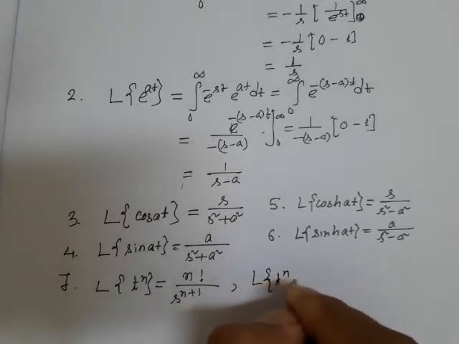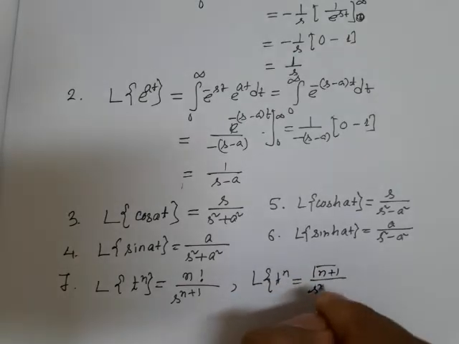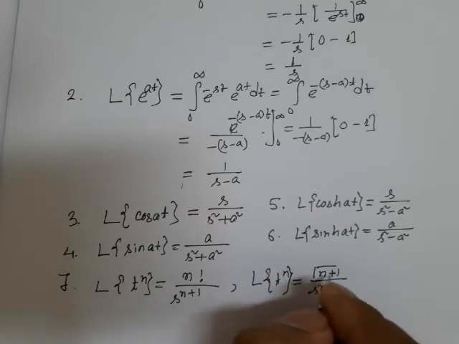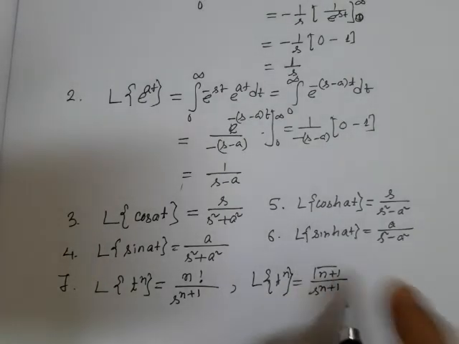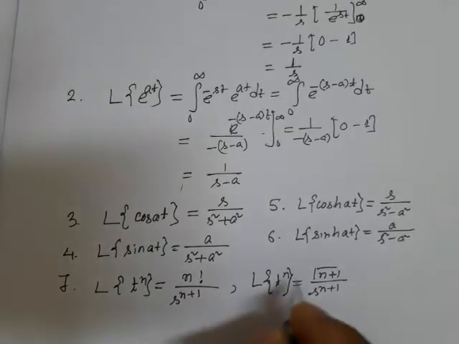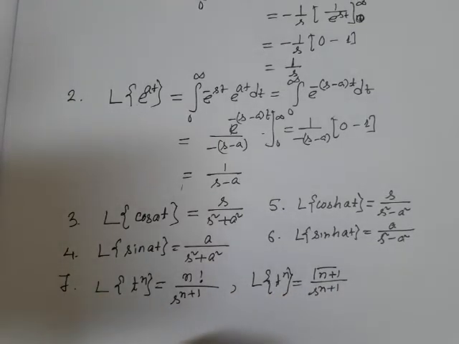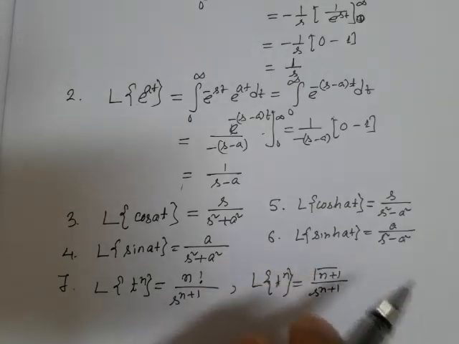The formula for t to the power n is gamma of n plus 1 by s to the power n plus 1. Here, if n is not a natural number but some other number, for any positive n, we use this formula. So now we have 7 formulas, and we will apply them to solve some problems.